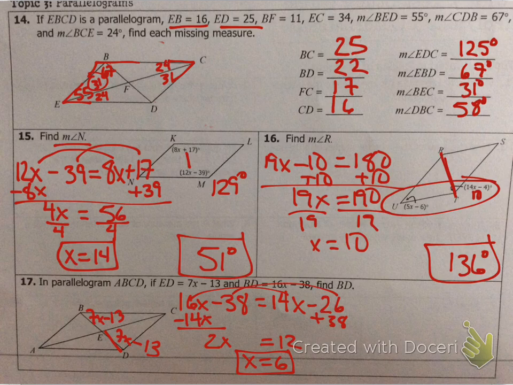Find BD, put the 6 here, say 16 times 6 minus 38. 16 times 6 minus 38 is going to be 58. So, pre-APs, maybe I ask for a little bit more there, but we shall see.